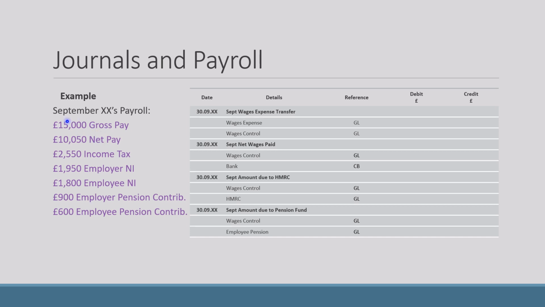So we've got all of our figures here as to what was involved in the payroll for September. For each payroll journal, we'll have a wages control account and an expense account. We're going to have a bank, HMRC, and an employee pension. Now, as I said previously, there is going to be a more detailed video focusing solely on what figures go into creating these journals, but just for the purposes of drawing up a journal, I'm just going to pop the figures in the way that it needs to go in to balance it off to be able to post it.